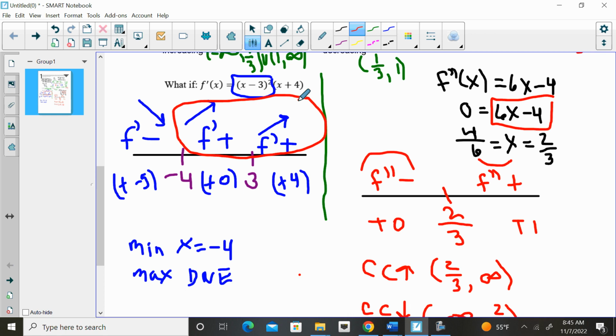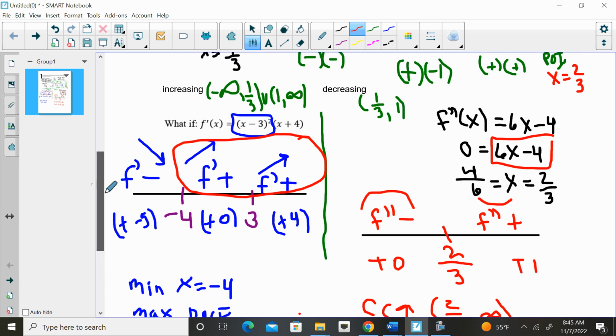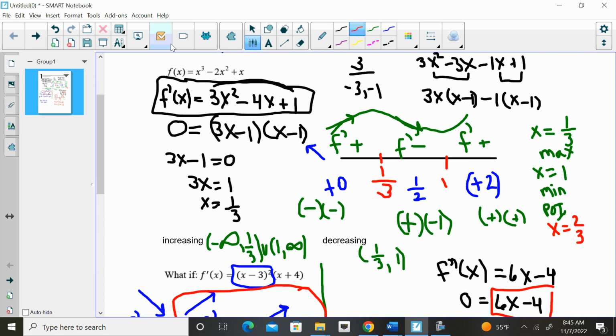It requires the function to either go from decreasing to increasing, which gives you a min, or the function needs to go from increasing to decreasing, which gives you a max. All right, so I think that's all we need to learn here.